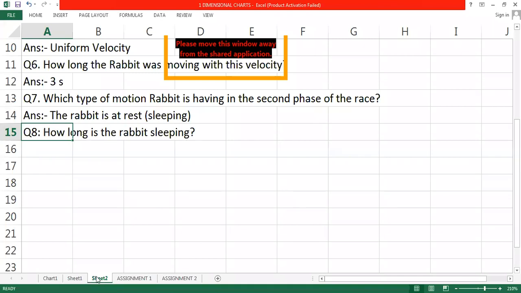Next, how long is the rabbit sleeping? Quickly type your answers. How long is the rabbit sleeping? Very good, Monish. Very good, Sanika. Aditya. Om, please check, Om.